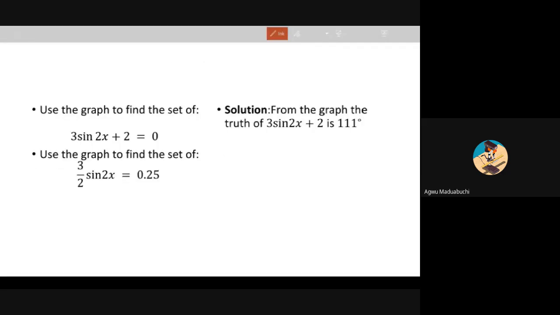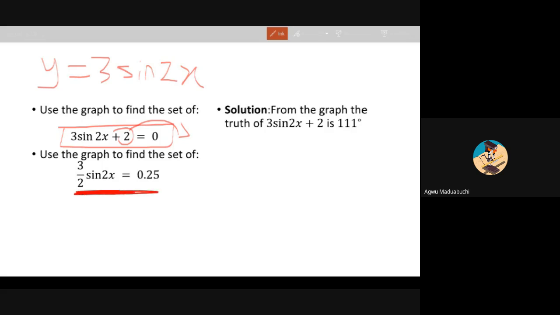Remember, the first question says use the graph to find this. We just take 2 to the other side so that you have y equals 3 sine 2x. Remember, this is the graph we plotted. So same thing here, you try to write this in terms of this. How? Multiply through by 2. If you multiply this by 2, you have 3 sine 2x. The 2 cancels, and then you have 2 times 0.25 gives you 0.5.